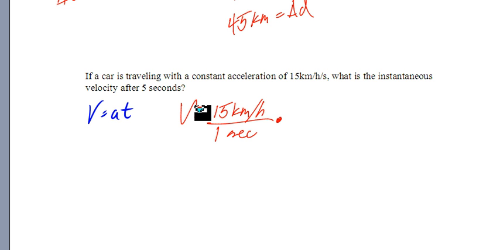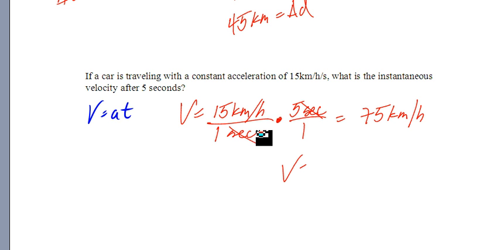I'm going to multiply by 5 seconds, and I can put that over 1, and the seconds are going to cross out, so I'm left with 15 times 5, which is 75, and my units are going to be kilometers per hour. So my velocity, or my instantaneous velocity, at 5 seconds after an acceleration of 15 kilometers per hour every second is 75 kilometers per hour. Okay, that's how you solve those.